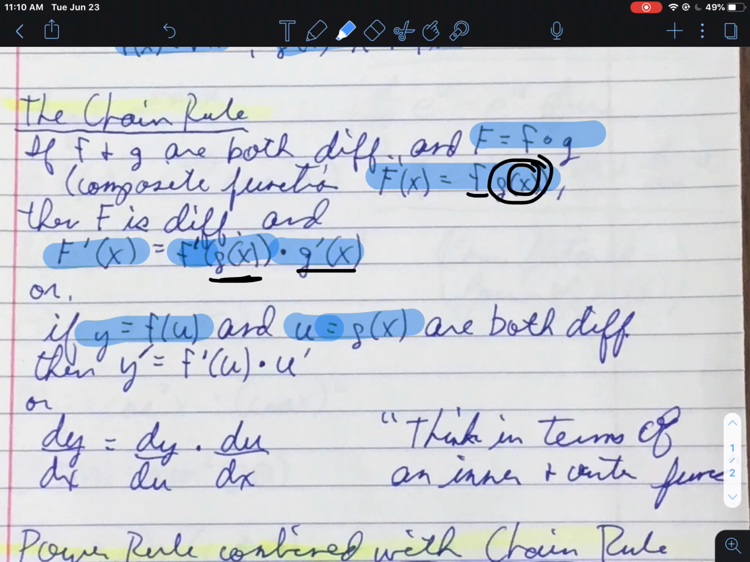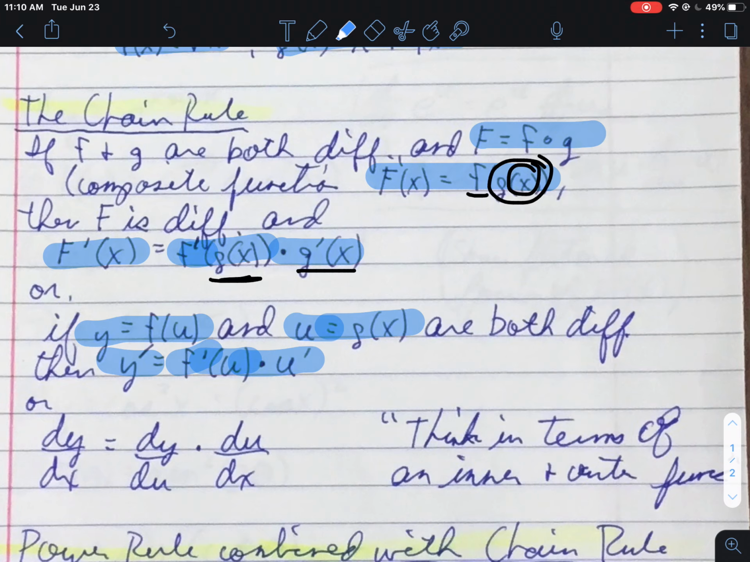So then when we differentiate that function, we work from the outside in. So we say that y prime is the derivative of the outer function, which is f, so it's f prime of u with respect to its input, times the derivative of that inner function, which would then be u prime.